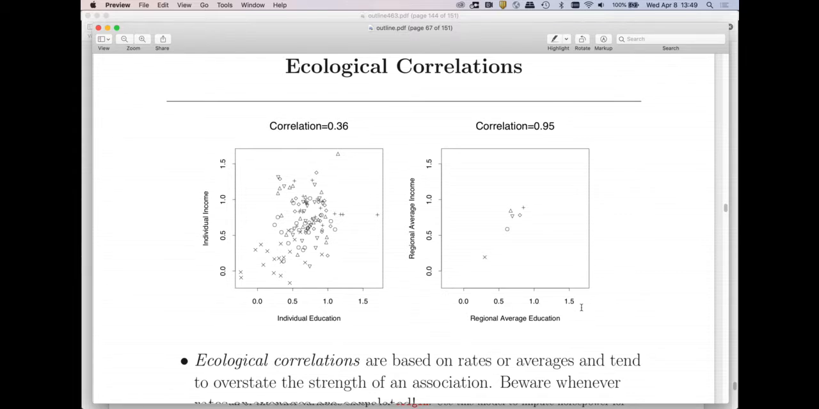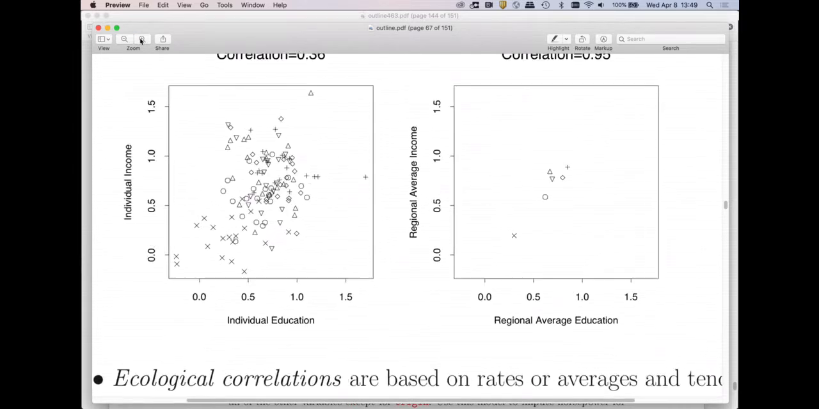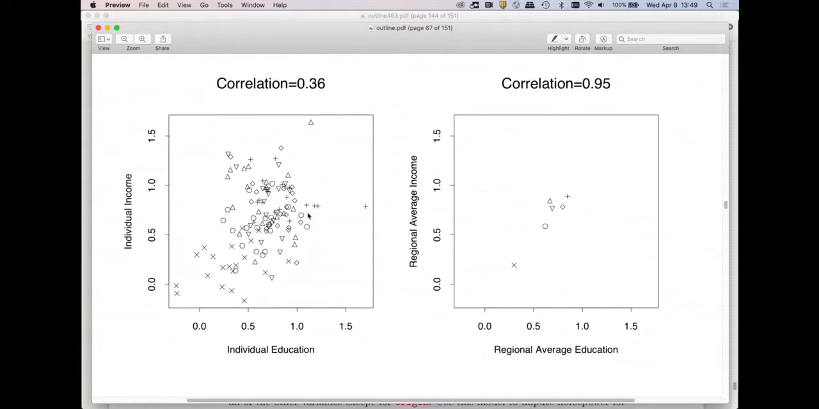So to understand why this is the case, I've generated a scatter plot here that actually has a correlation of 0.36, and I'll make it a little bit bigger for you. The way I've generated this is that there's actually 6 different states. Let's say these are states, and so all the x's live in the x state, all the o's live in the o state, all the triangles live in the triangle state. And this would be the scatter plot if I had a random sample of people from each of these 6 states.